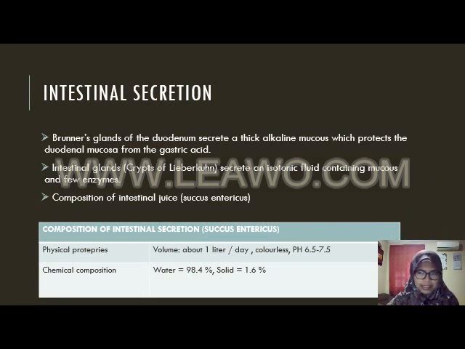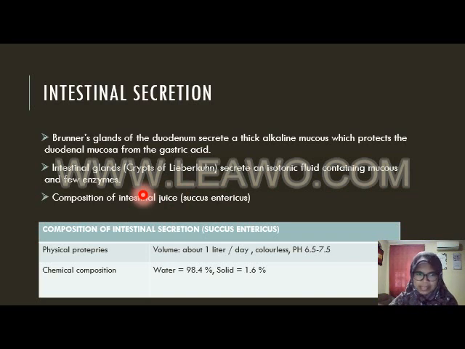And in the small intestine, there is also intestinal fluid or secretion that is secreted by two types of glands. The first one is the Brunner glands, located mainly in the duodenum, that secrete a thick alkaline mucus, mainly to protect the duodenal mucosa from the gastric acid present in the chyme that arrives from the stomach. And in the small intestine there are also intestinal glands, also known as crypts of Lieberkühn, that secrete an isotonic fluid, like a water fluid containing mucus and few enzymes.